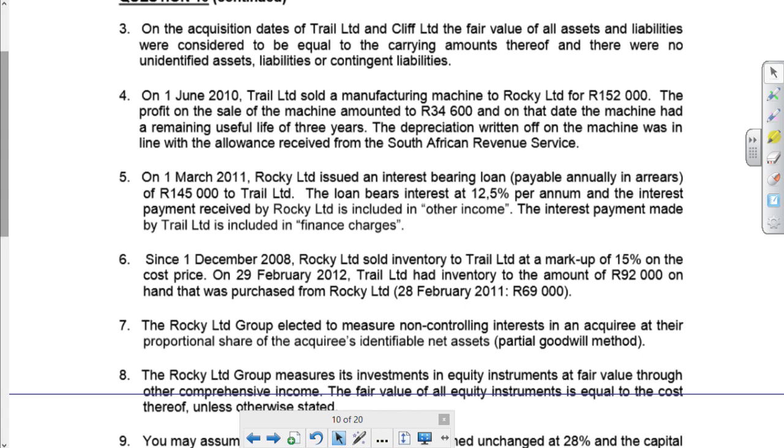No intercompany transactions with Cliff. All subsidiary intercompanies, no associate intercompanies. So it looks like the associate will be fairly easy to deal with, isn't it? Straightforward. All right. Let me see how that goes, and then we'll check.